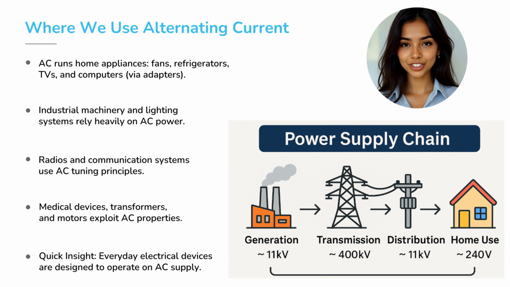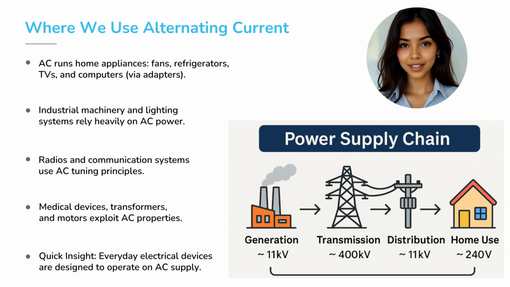But it's not just homes. Think about industries: massive machinery, conveyor belts, welding equipment, and even the lighting systems in factories all rely heavily on AC power. Without AC, modern industrial production would come to a standstill.